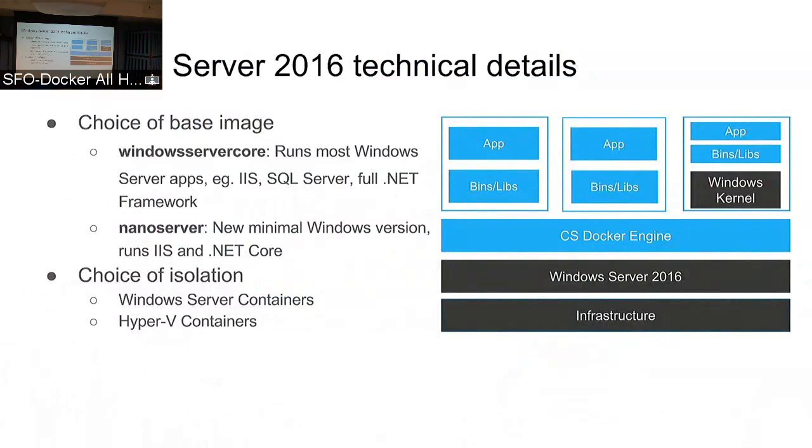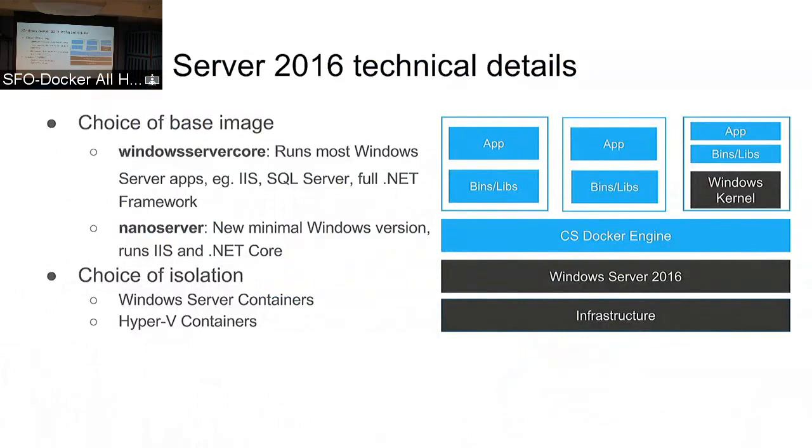When you're building Linux Docker images, you can start from scratch, which is just an empty Linux user land, or you can start from pre-made base images like Debian or Alpine or Ubuntu. It's a little bit different on Windows. It's not possible to start from scratch, so you can't start with a completely empty file system. You have two choices, either Windows Server Core or Nano Server.